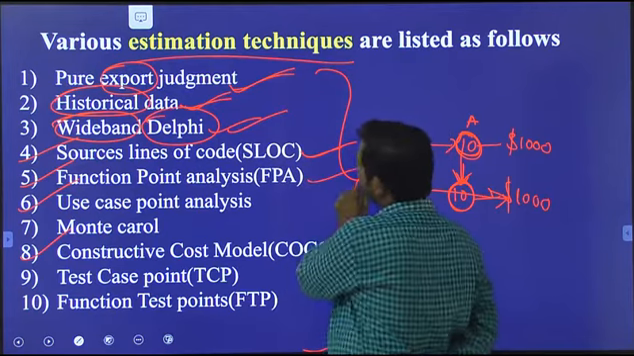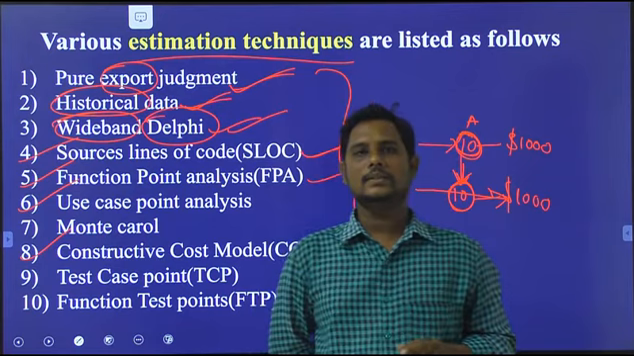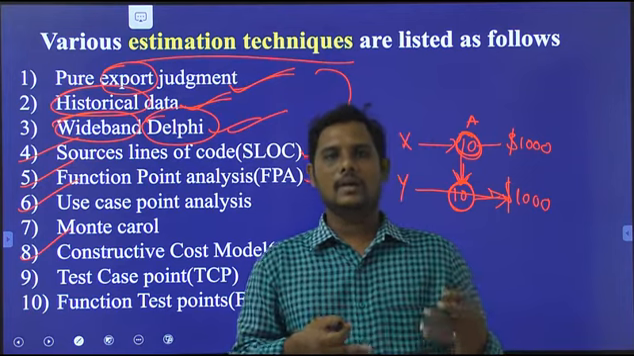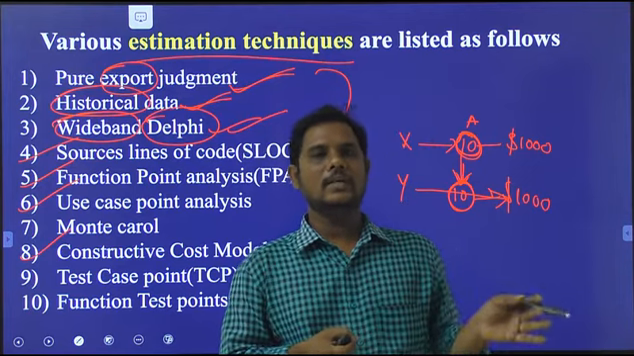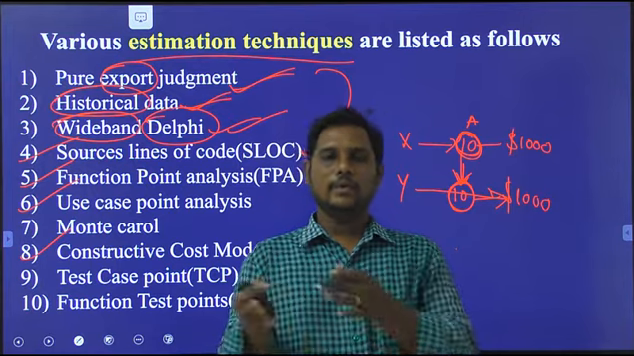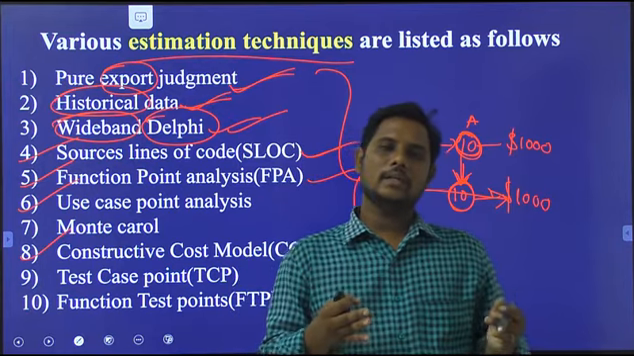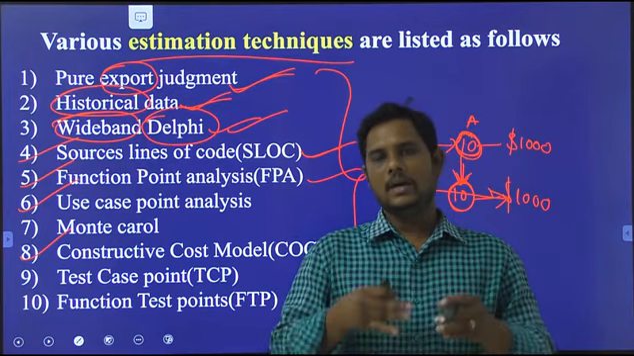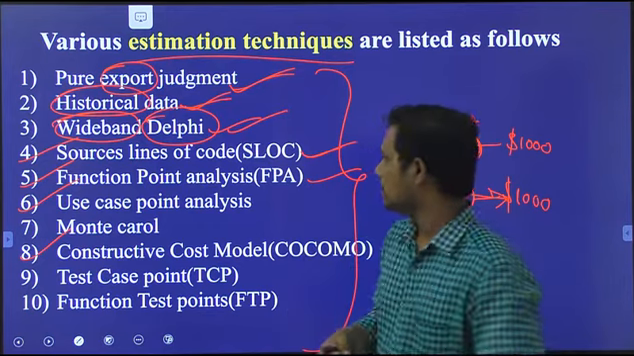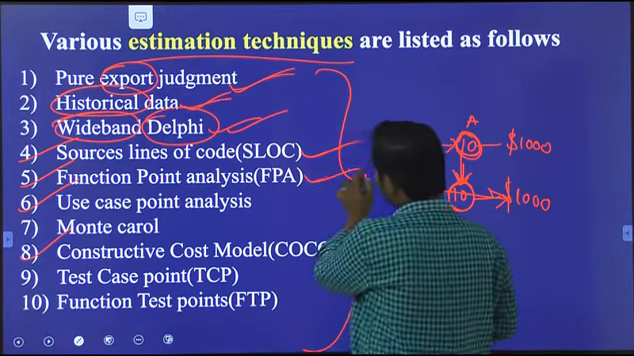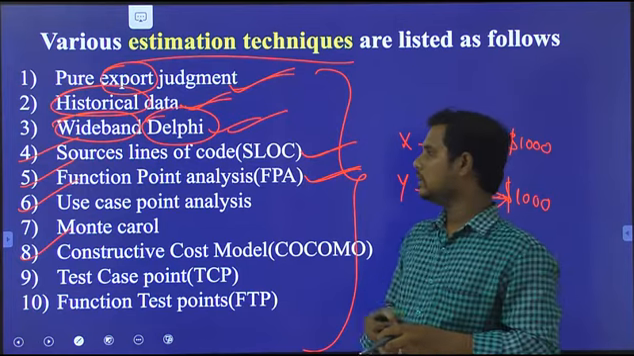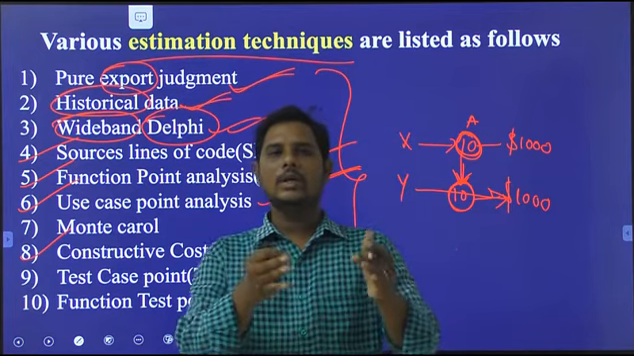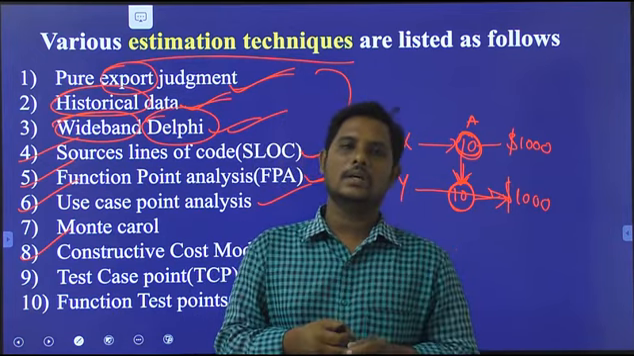Next, function point analysis, FPA. In the project, multiple functions are there, and each function has a different cost. Suppose function 1 is $10,000, function 2 is $10,000, like that. Once we know each function's cost, we automatically estimate the total functional cost and get the overall project cost. In function point analysis, there are some formulas. I will explain them in this class. Next, use case point analysis. How many use cases are used in our project? How much does each use case cost?